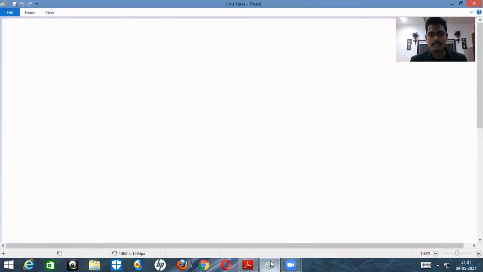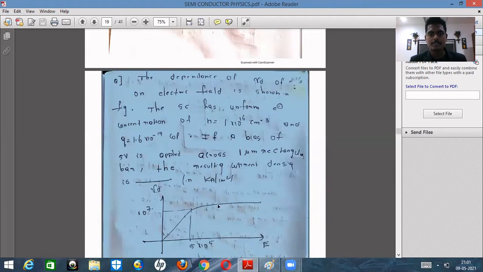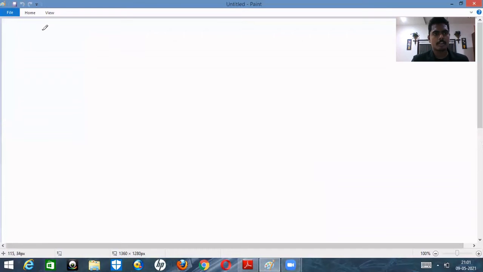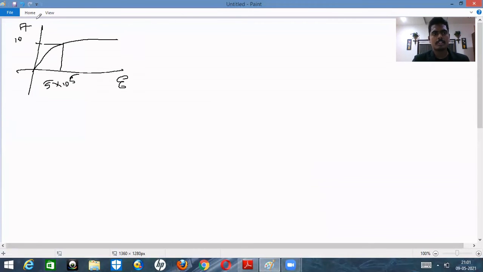First of all, the dependence of VD is given. If we plot the graph, I think it looks like this. This is 10 power 7, and this is 5 into 10 power 5 volt per centimeter. This is electric field intensity, and this is drift velocity, right?